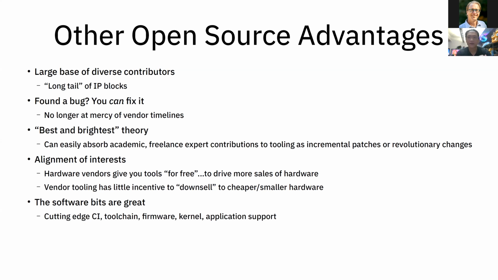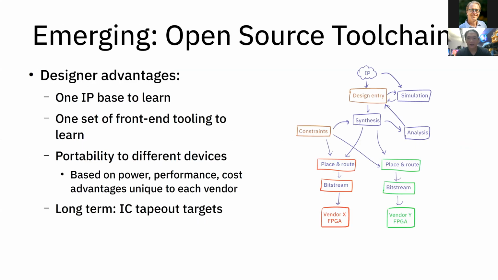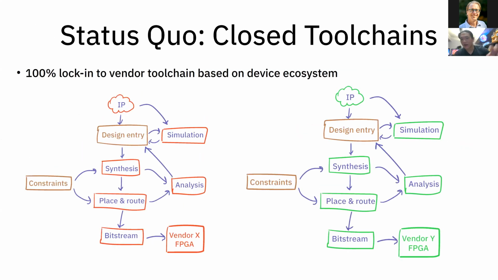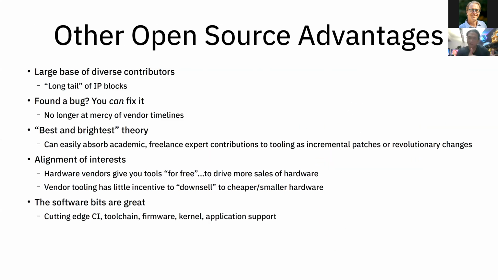Also, very importantly, there's an alignment of interests. So in the previous slide, we see that these vendors have closed tool chains and they give the tool chain to you for free, right? For free. But the idea is that they want to drive more sales with the hardware at the end of the day. And what you find actually is the vendor tooling has very little incentive to actually downsell you to their cheaper, smaller hardware SKUs.